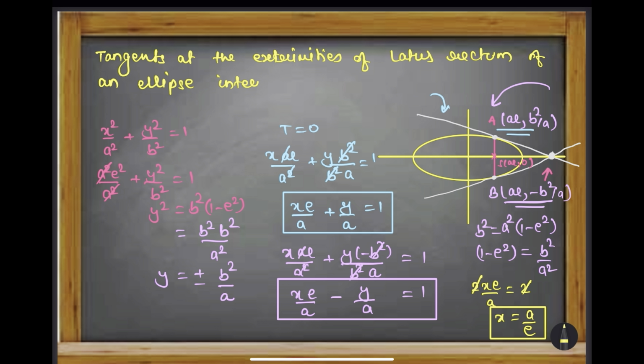So can I say that the tangents at the extremities of the latus rectum of an ellipse intersect on the corresponding directrix? Meaning if I use this point, it will intersect at this directrix. If I use this point, it will intersect at this directrix. I hope the idea is clear.